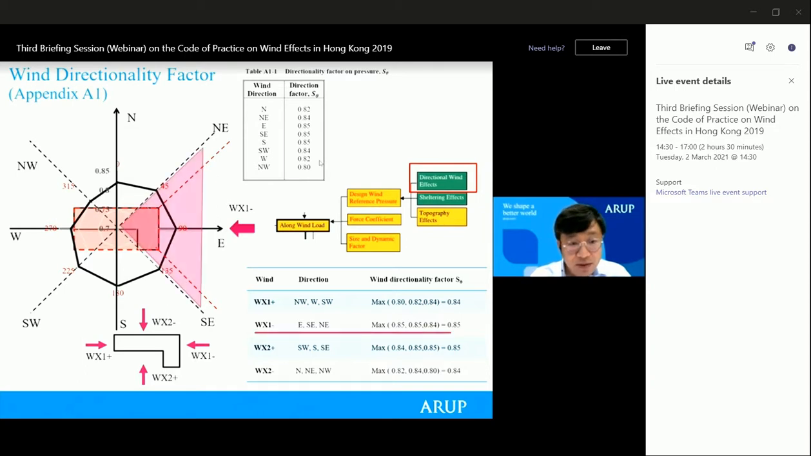For that, we can see it covers about 3 directions: east, southeast, and northeast, which give the directionality factors of 0.85, 0.85, and 0.84. So we pick up the biggest one among the 3, which is 0.85. That's the directionality factor for wind blowing in WX1 minus. Following a similar rule, the directionality factors for all the other 3 orthogonal directions can be calculated, as listed in the table, which are 0.84, 0.85, and 0.84.